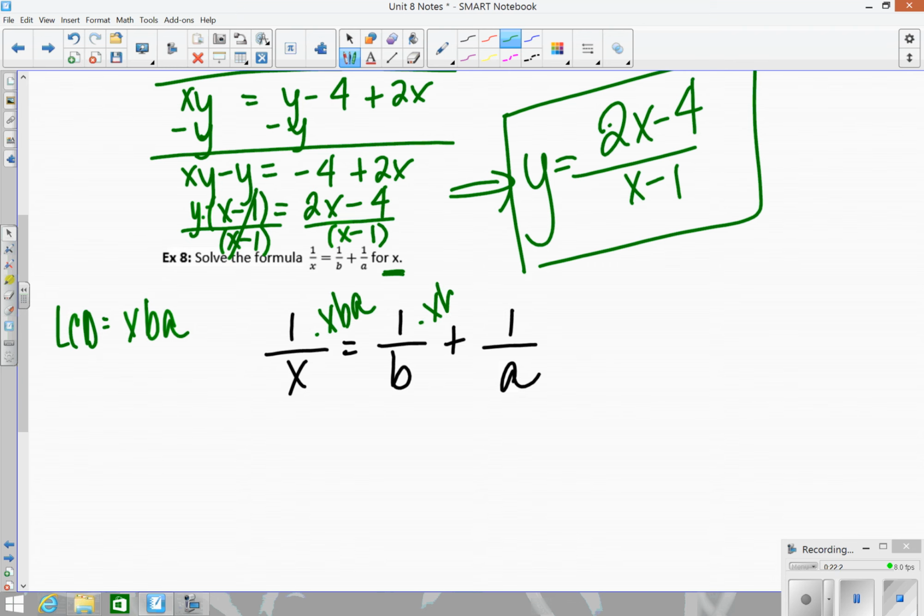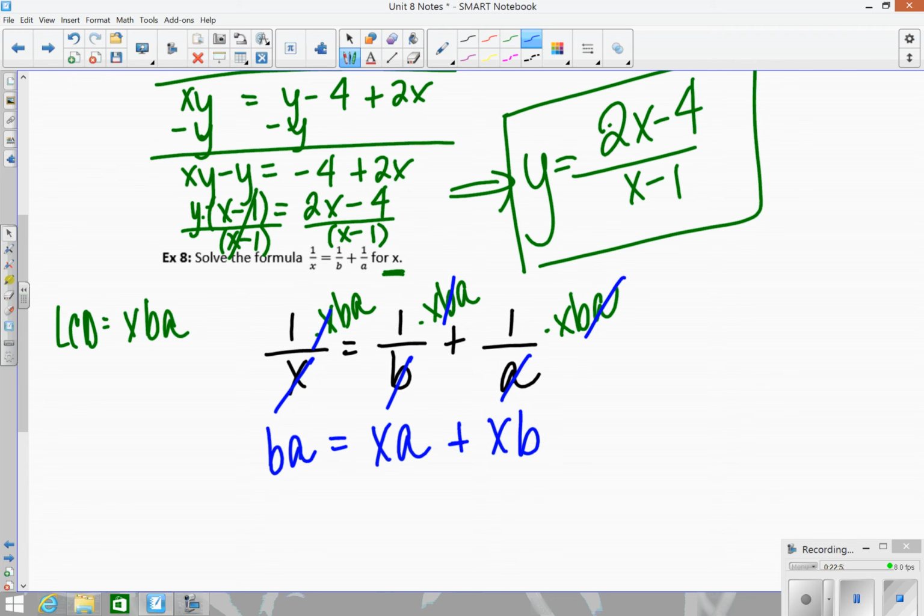So don't really worry about the variable that you're solving for when you start these. Just worry about solving them using the technique. So either cross multiply or multiply by the LCD. This one I cannot cross multiply because it was a fraction equal to a fraction plus a fraction. So now you can cancel some things. So I can cancel out these x's. So I have BA equals, you can cancel out b's, 1 times XA. And now you can cancel out the a's.